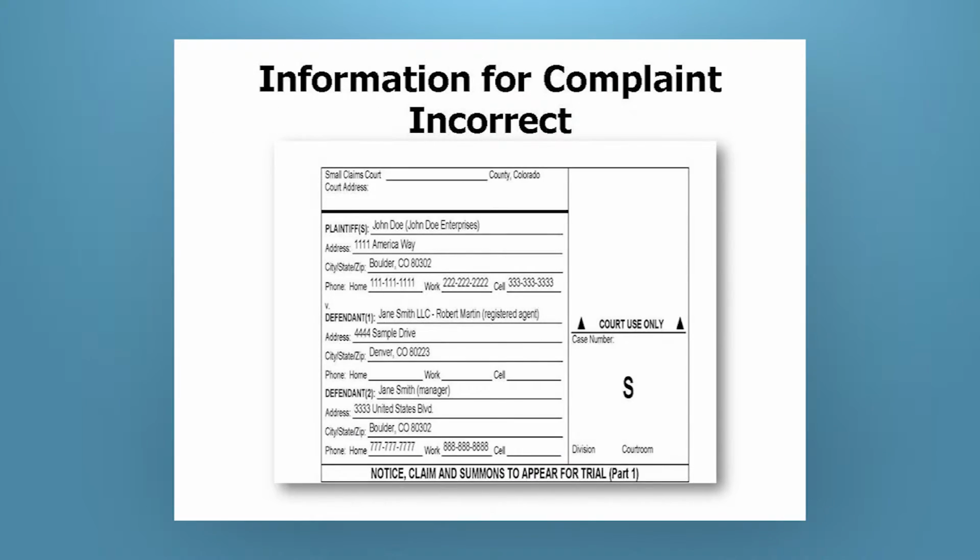This is an incorrectly filled out form. John Doe Enterprises is okay, but for the defendant, you have Jane Smith LLC and the registered agent is listed there instead of the company address. You'll notice that the registered agent is located in Denver. That would mean that you had brought this claim in the incorrect court, because a claim against a defendant in Denver should be brought in Denver County Court, not Boulder County Court. And you'll see below, again, you have Jane Smith, manager, which that part's fine. But it's important to distinguish between the company address and the registered agent.